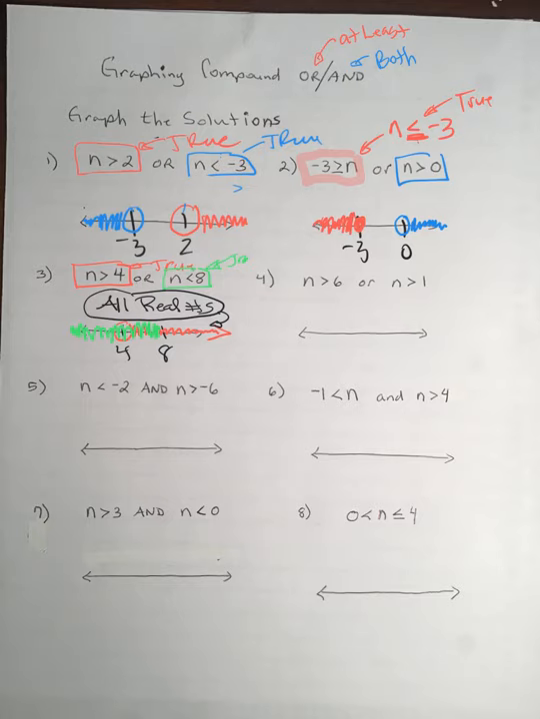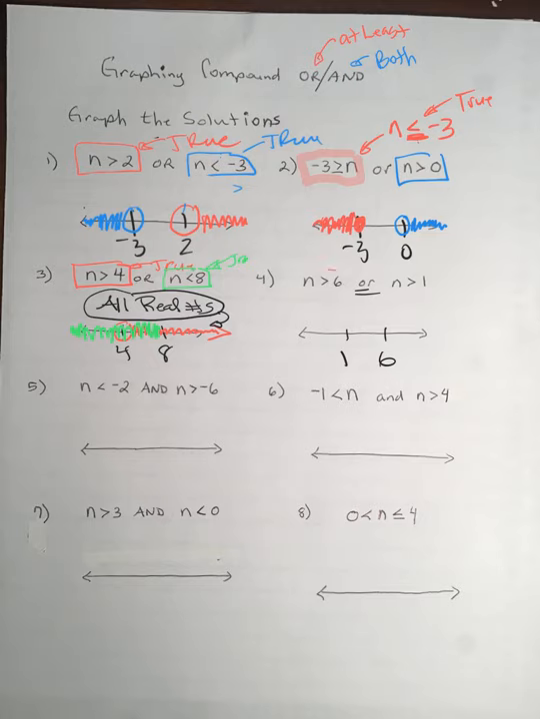Okay, number 4. So remember, these are or. So as long as it works for at least one of them. So we've got 1 and 6. Be careful. Don't say 6 and 1. That's not how a number line works. So we need to make sure that we're putting our numbers according to a number line. Wouldn't 1 come first and then 6? So let's make sure we're being cautious.